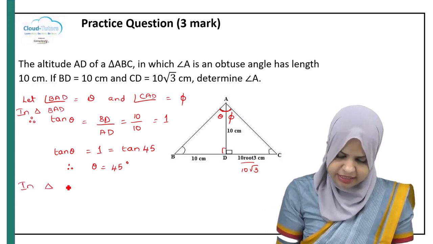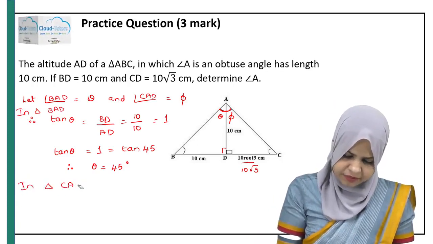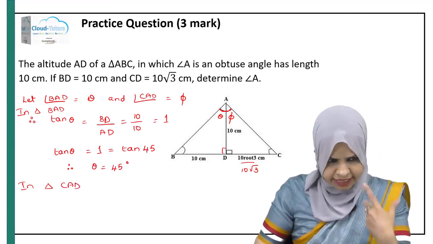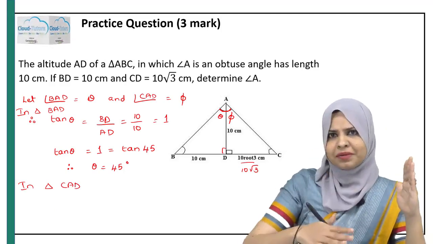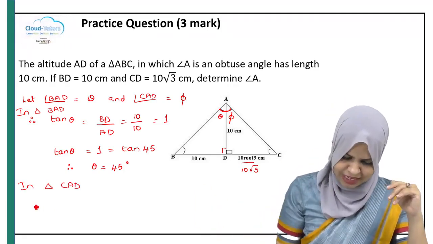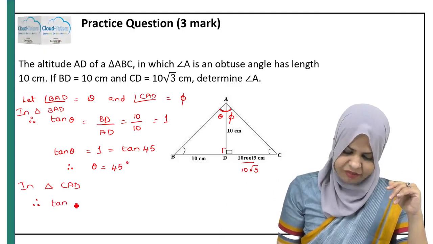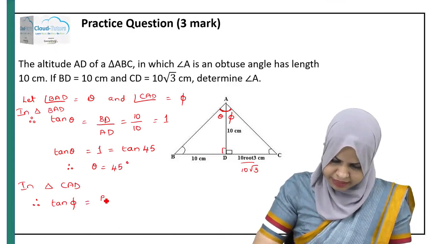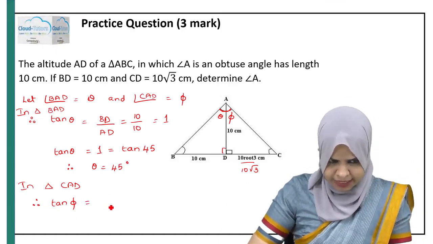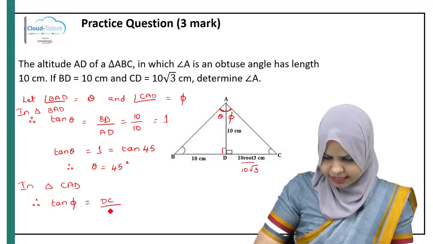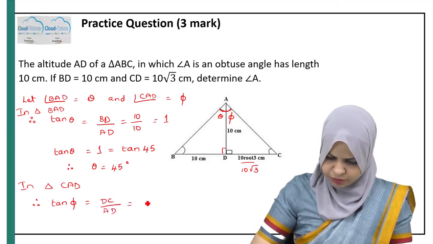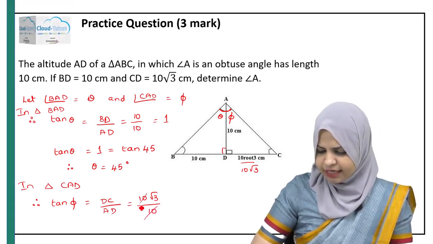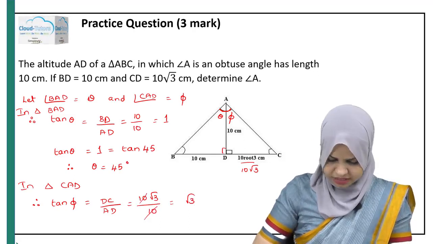Now let's take the next triangle, that is CAD. In triangle CAD, what happens? I have already said angle CAD is equal to phi. So again, let's do it. Therefore, tan phi, not theta now. I should say tan phi is equal to DC by AD. That is equal to, DC is 10 root 3 by 10. 10 and 10 cancels, and that remains with root 3.